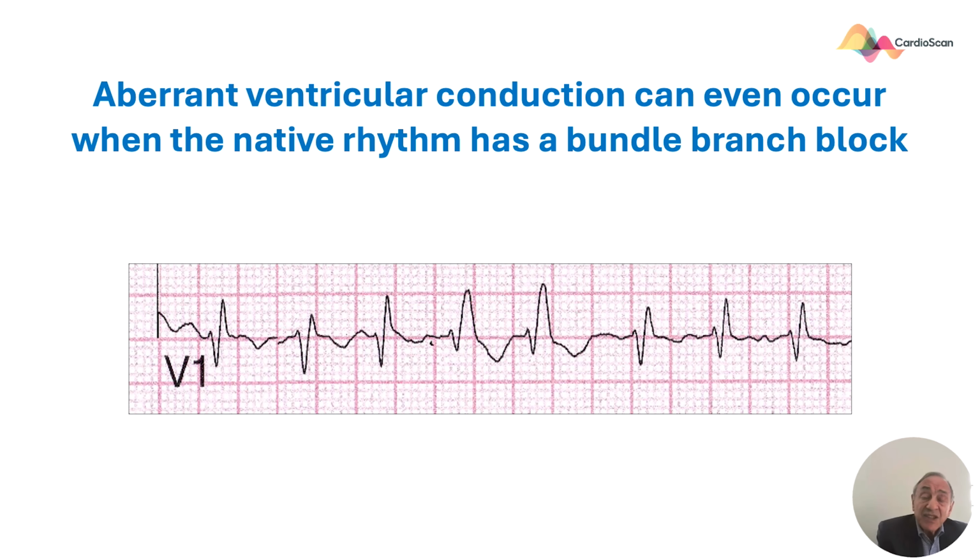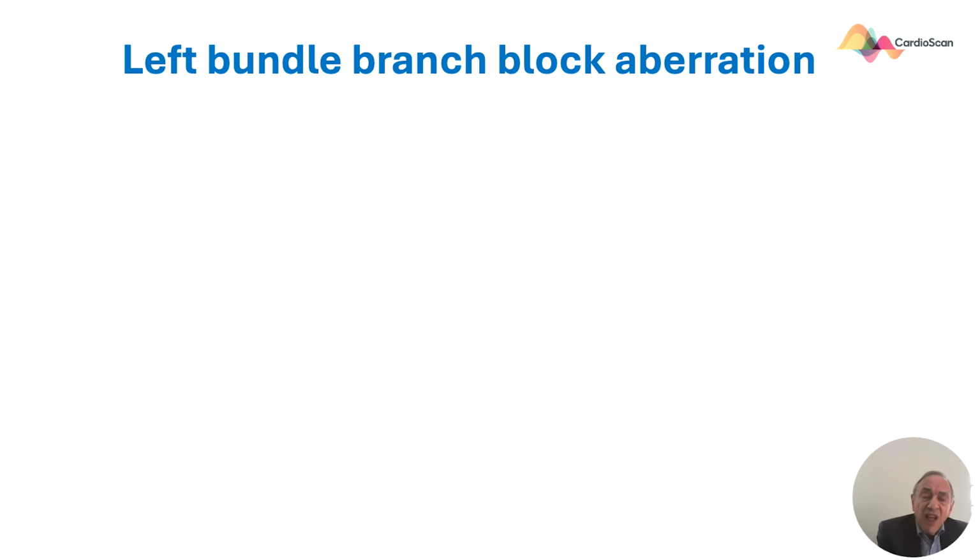Aberrant ventricular conduction can even occur when the native rhythm has a bundle branch block. So the native rhythm is broad, but we have two beats there of aberrant ventricular conduction with this atrial fibrillation, and there is a broader QRS seen. And we'd like to finish off with left bundle branch block aberration, which is very confusing because it's very hard to diagnose and we need clues.